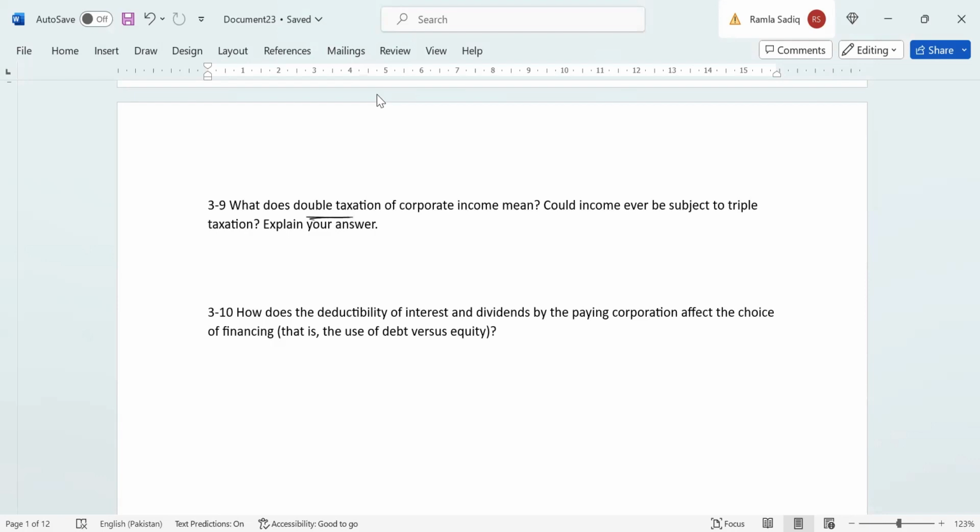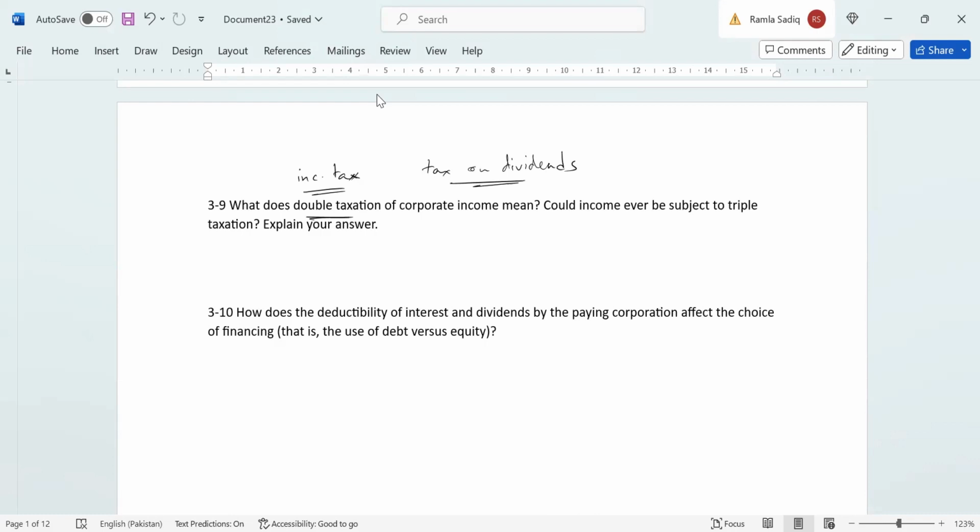refers to the fact that corporate income is subject to income tax. That's the first level of tax that we are subject to. And then stockholders are subject to a further personal tax received on dividends. And so this means that that same earning is going to be charged tax twice. And that's what double taxation means.